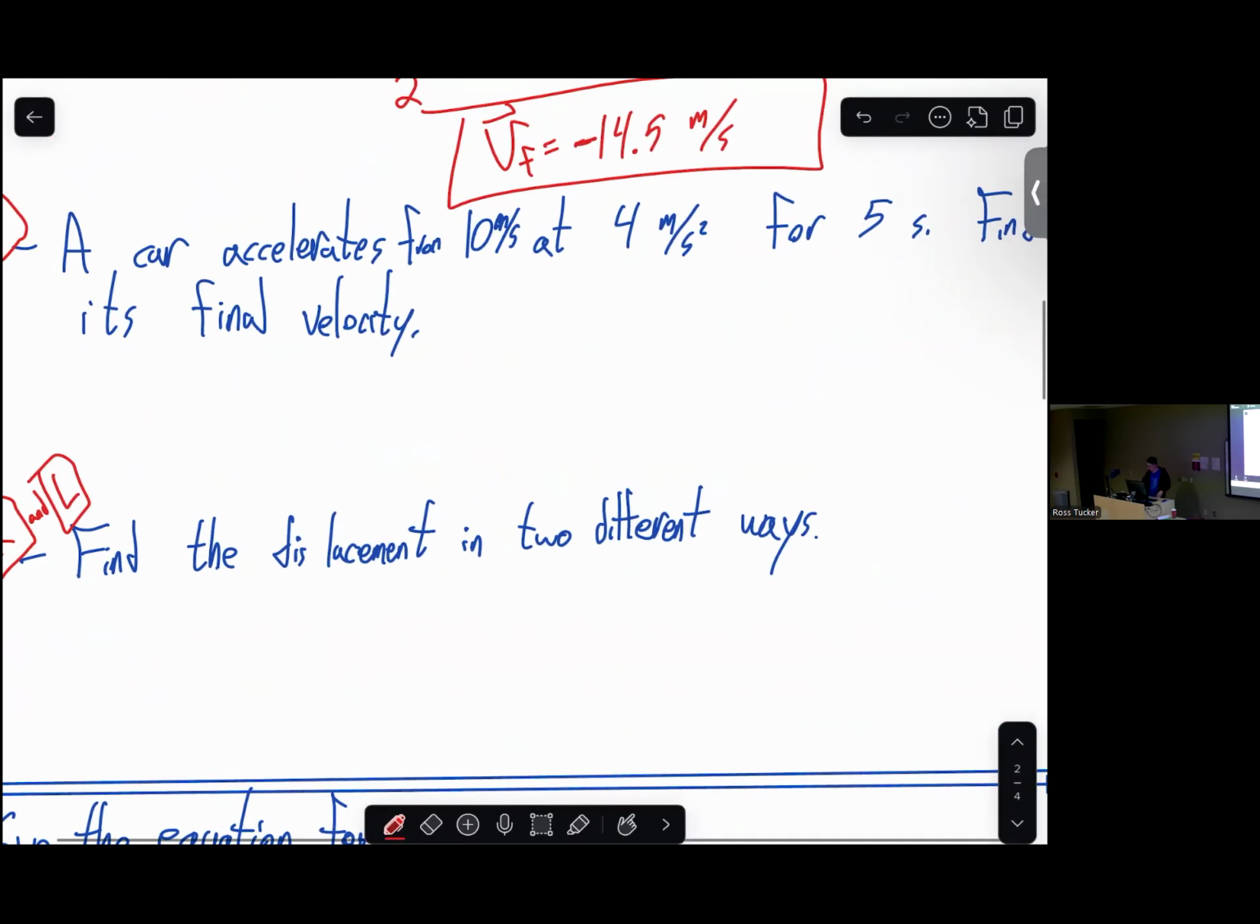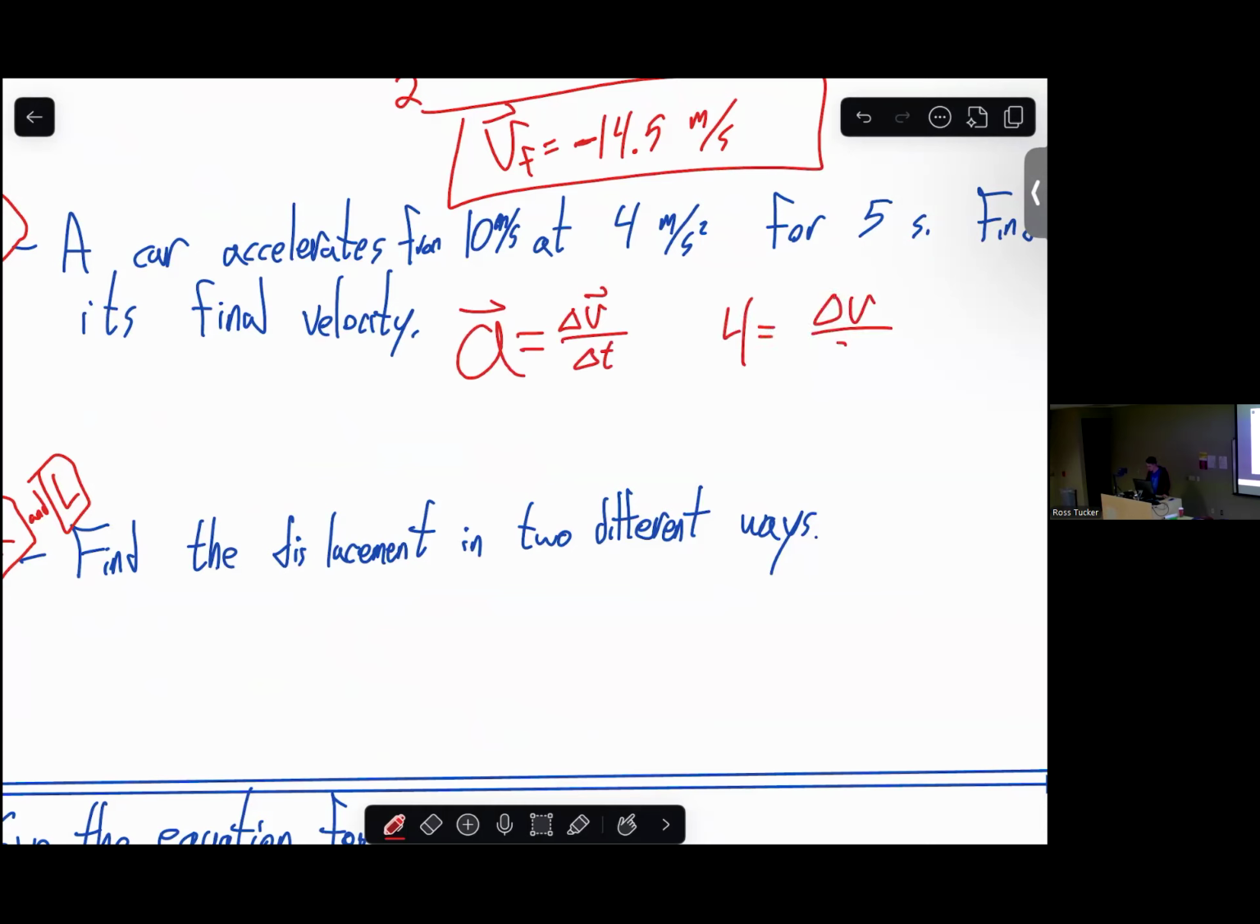For this one, if I have the acceleration, velocity is acceleration and time. The equation that links acceleration, velocity, and time is the defining equation for acceleration. A is defined as the change in velocity per time. Well, I've got A, 4 meters per second squared. I've got T, 5 seconds. So what does that give me? 20 equals what? Change in velocity.